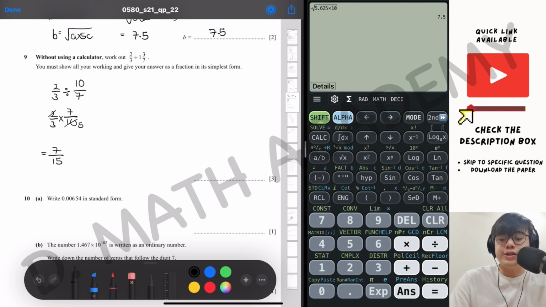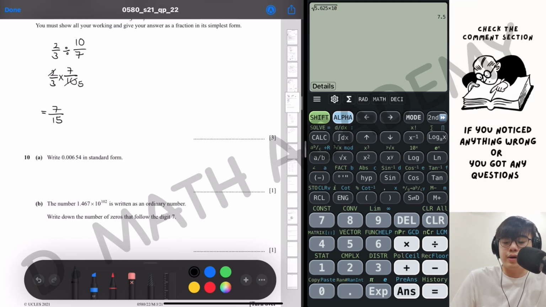Rewrite 0.00654 into a standard form. Try to readjust the dots here, 1 step, 2 steps, 3 steps. So the final answer of this will be 6.54 times 10 to the power of -3, because you shifted it backwards by 3 times.